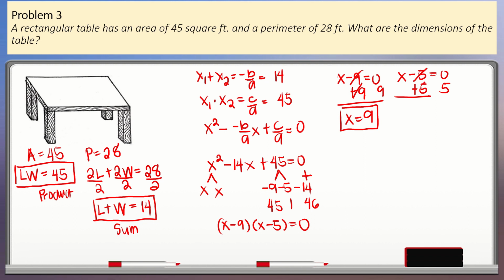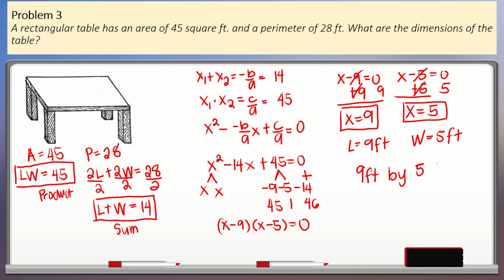Then we add both sides of the equation again by positive 5. So this is equal to 0. x is equal to 0 plus 5. Then that is 5. Now, we know that the length is 9 feet and the width is 5 feet. So the dimensions of the table would be 9 feet by 5 feet.